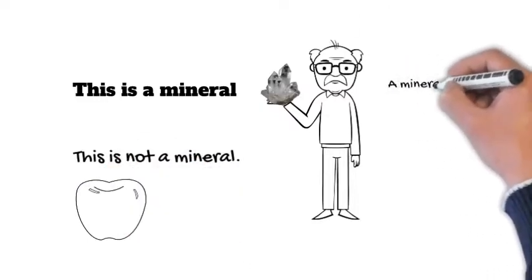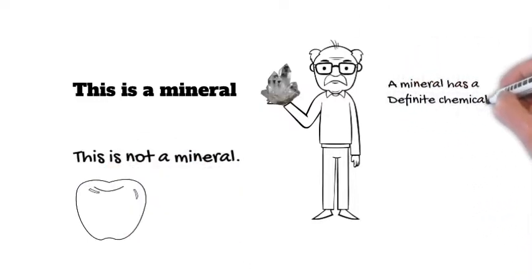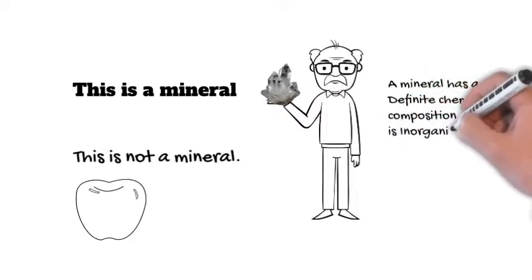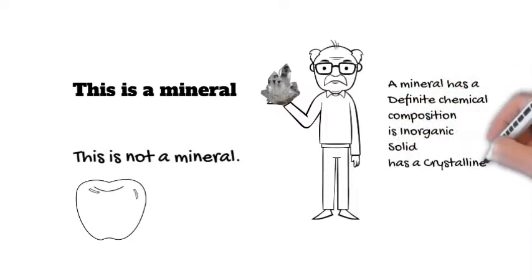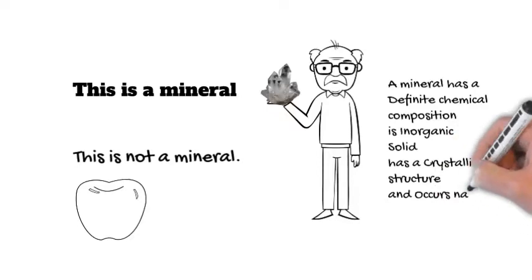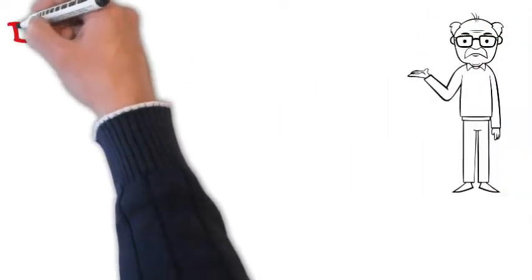Why is one a mineral and not the other? A mineral has a definition: a definite chemical composition, inorganic, solid, crystalline structure, and occurs naturally. Let's take a look at each of those.